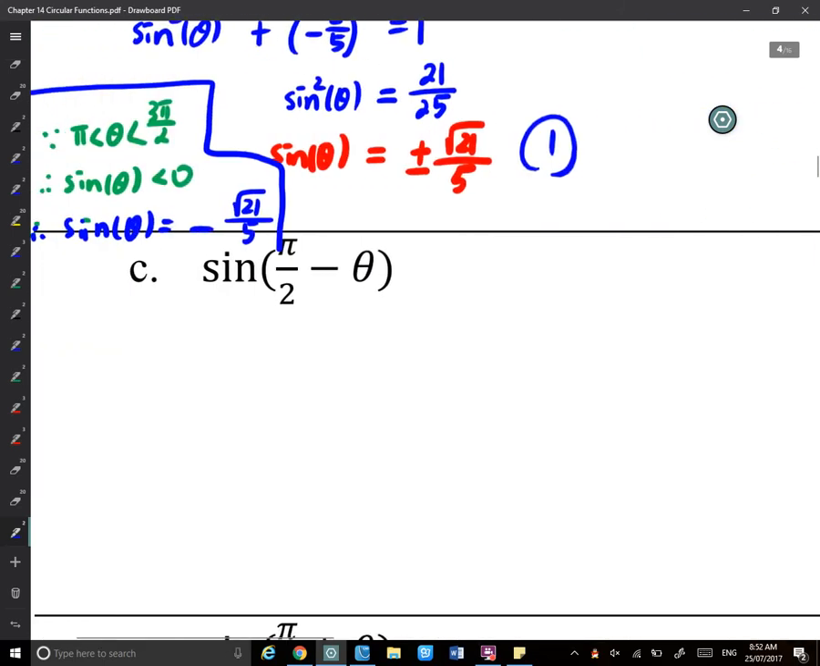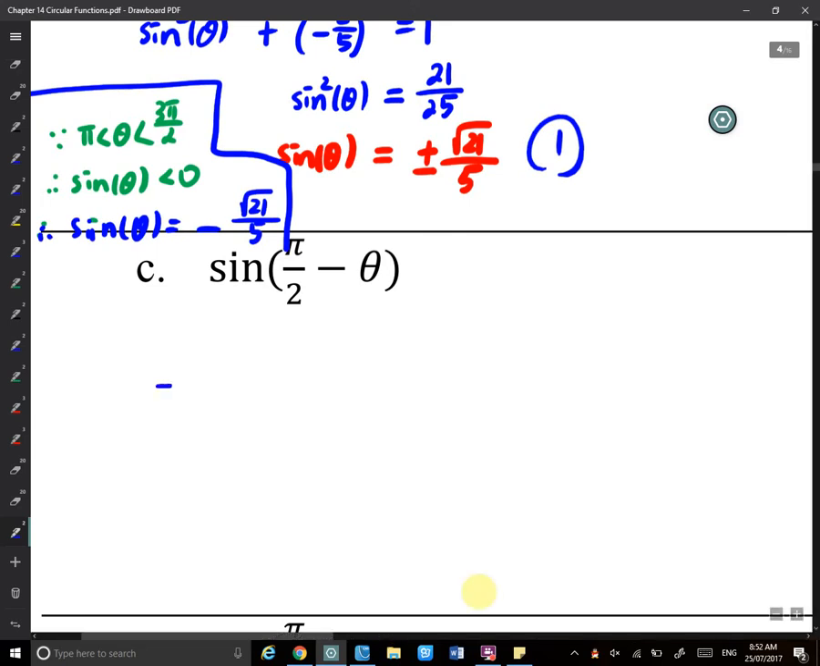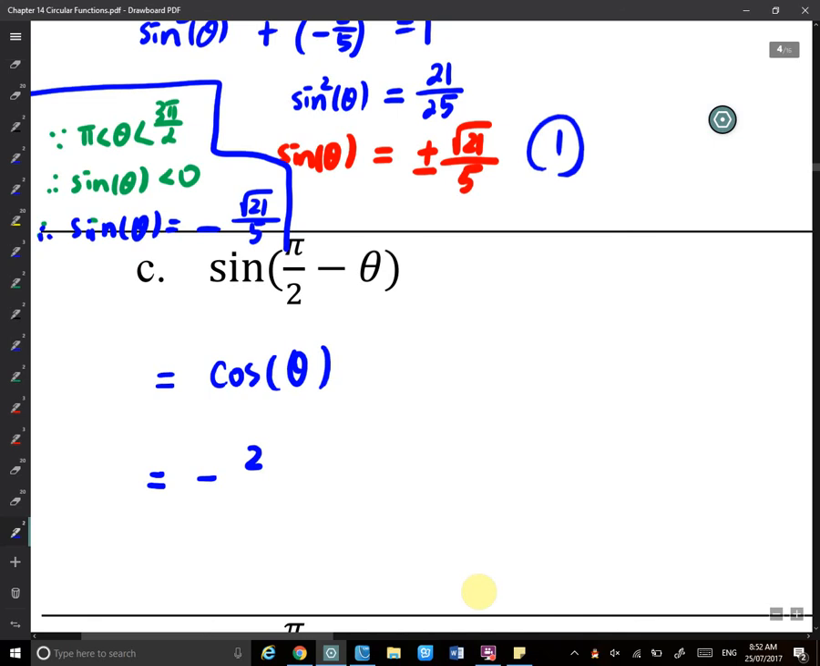Okay, next one. Sine of pi over 2 minus theta. Not looking at the formula, what will that equal to? Cos theta. Okay, 90 minus theta will change into the other: sine will change to cosine, cosine will change into sine. So cosine theta is negative 0.4 or negative 2/5. So you can directly use this.